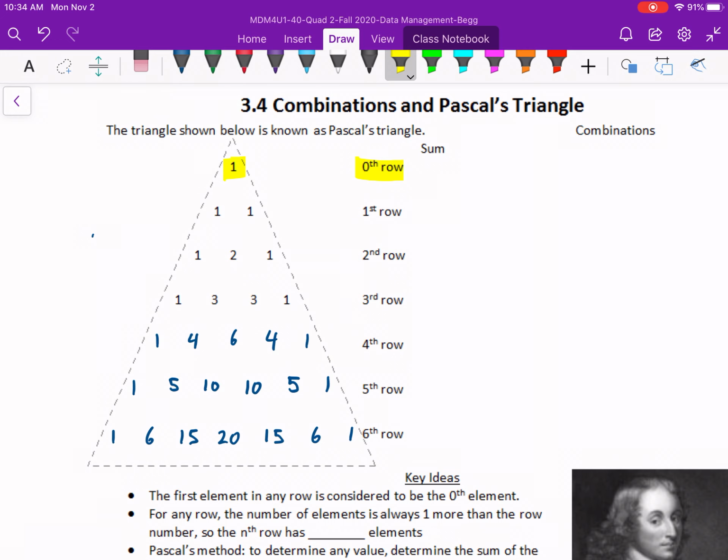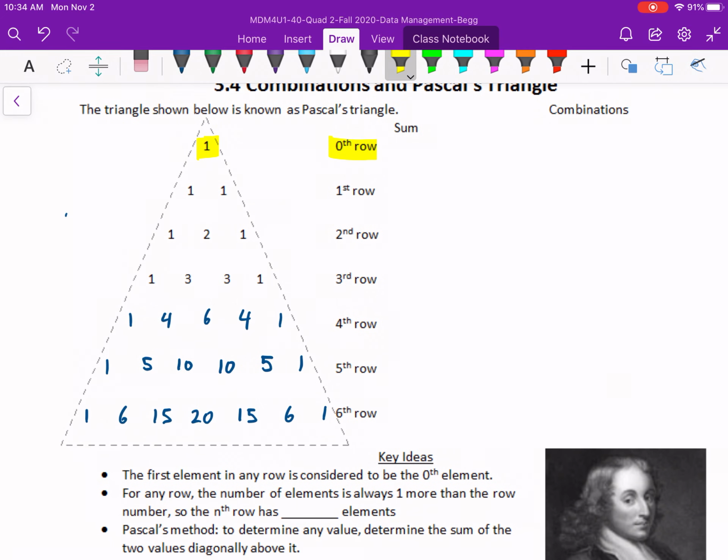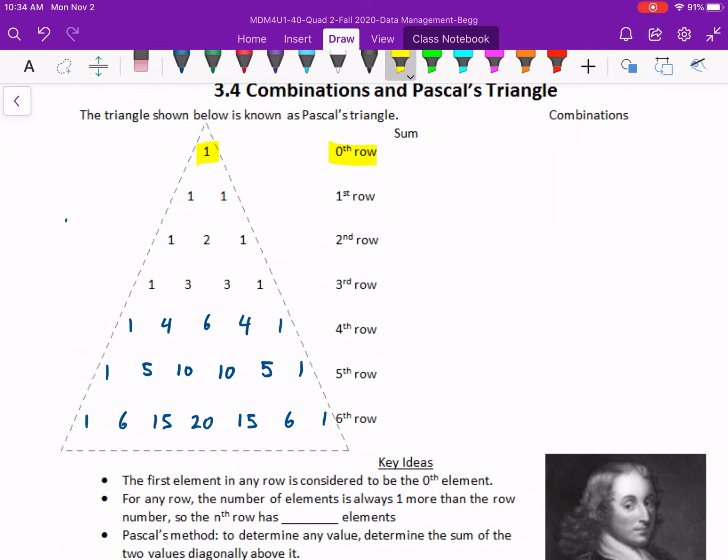Another thing that we can then see is there's always, like in the 0th row, there's one term. In the first row, there's 2 terms. In the second row, there's 3 terms, and so on. So if I just randomly pick a row, like the 5th row, if we count up, we'll see 1, 2, 3, 4, 5, 6 terms in the 5th row. So there's always one more term in a row than the row number.